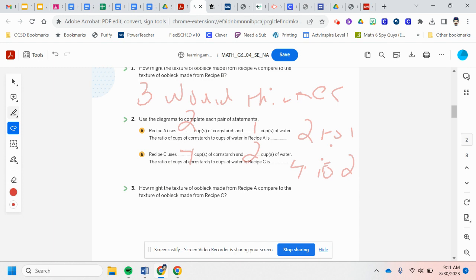So number 3 says, how might the texture of oobleck made from recipe A compare to the texture in oobleck made from recipe C? Well, if you look at the example here, what can I multiply by 2 to get 4? Well, that's 2. And what can I multiply by 1 to get 2? Well, that's 2. So because I multiply both parts of that by 2, it would be the same.